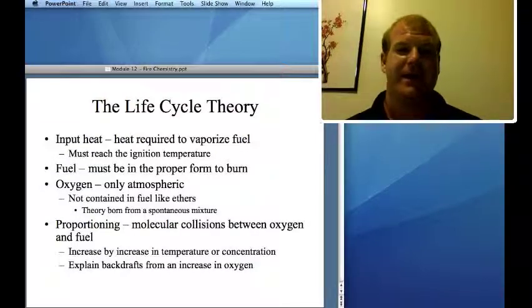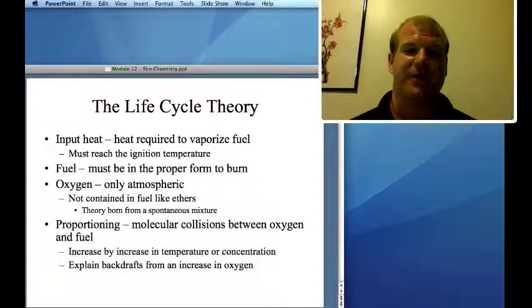So, input heat: this is required to vaporize the fuel to reach the ignition temperature, which we'll talk about later. Fuel is needed to burn, and then oxygen, so this is atmospheric, not contained in the fuel. Gasoline has ethanol and some ethers in it, for instance, that have oxygen in them, but we don't count those in this theory. We only care about the oxygen in the air.